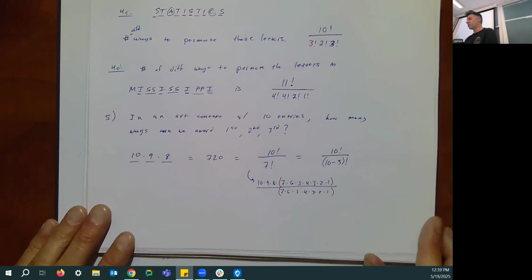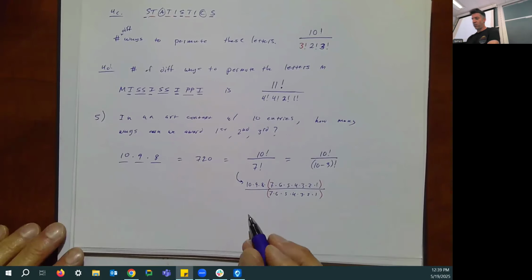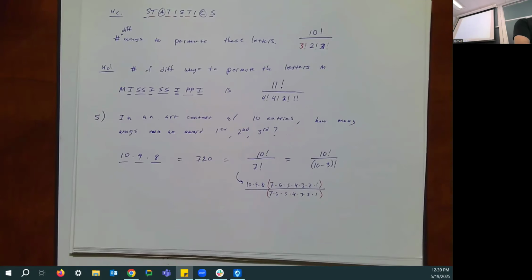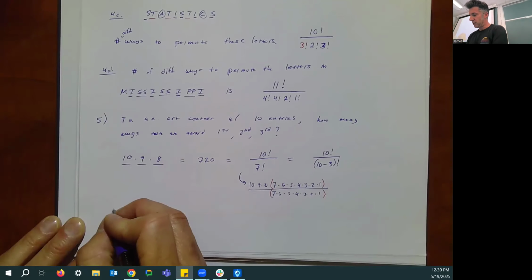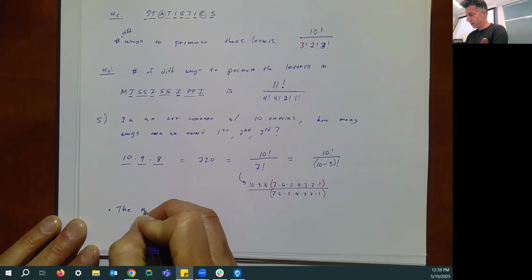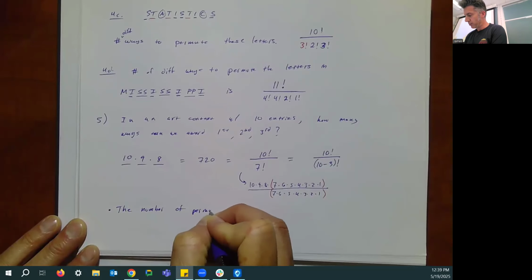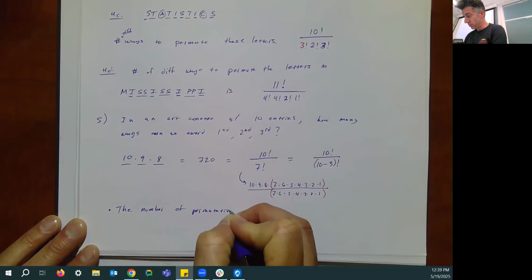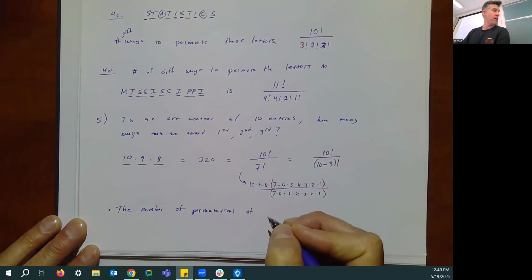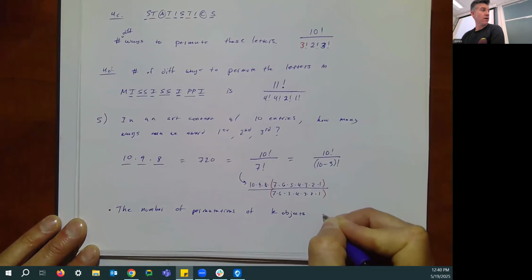Now, I don't usually use notation for this formula, but there is notation for this formula, which I never actually remember either, to be perfectly frank. So what this is an example of is the number of permutations, because order matters, of k objects chosen from a group of n objects.